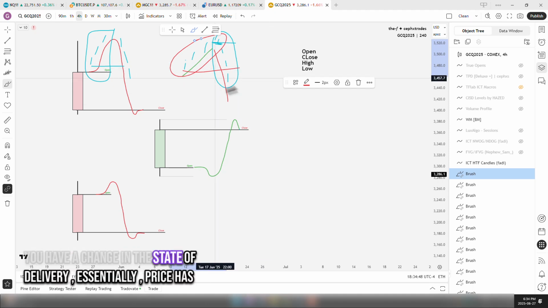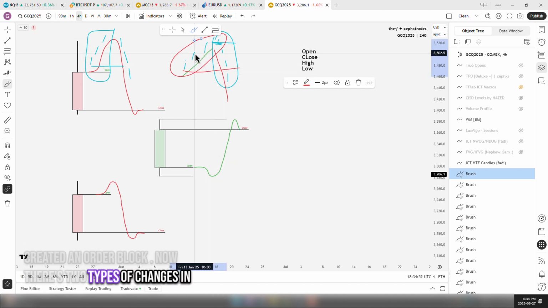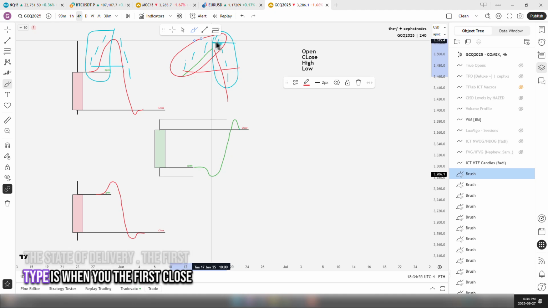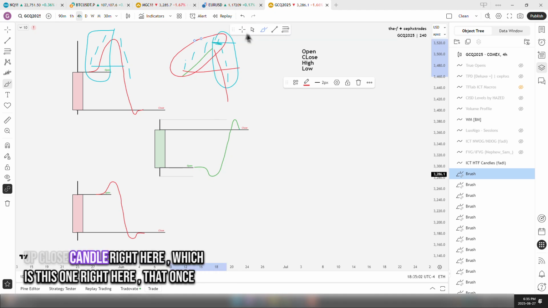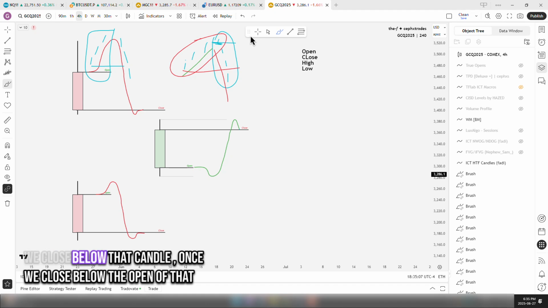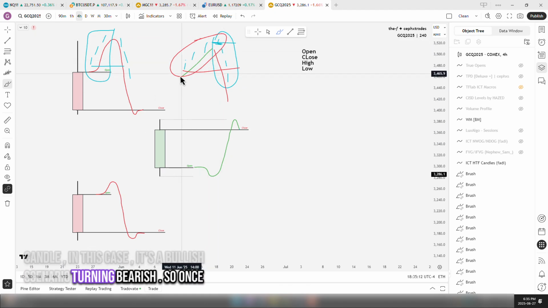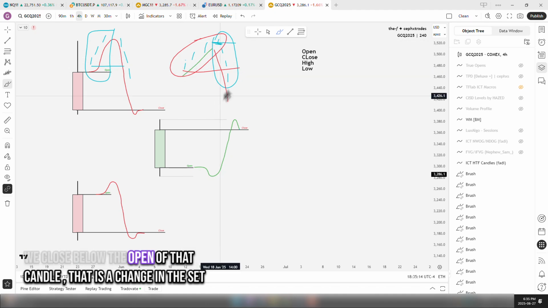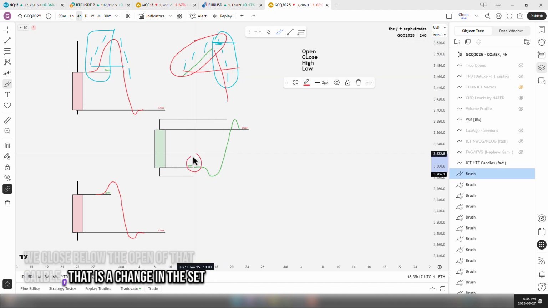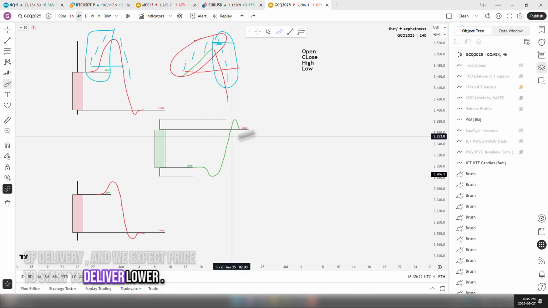Now, when you have a change in the state of delivery, essentially price has created an order block. There are two types of changes in state of delivery. The first type is when the first close just after the last candle, the last up close candle right here, which is this one right here, closes below the open of that candle. In this case, it's a bullish scenario turning bearish. So once we close below the open of that candle, that is a change in the state of delivery, and we expect price to start to deliver lower.